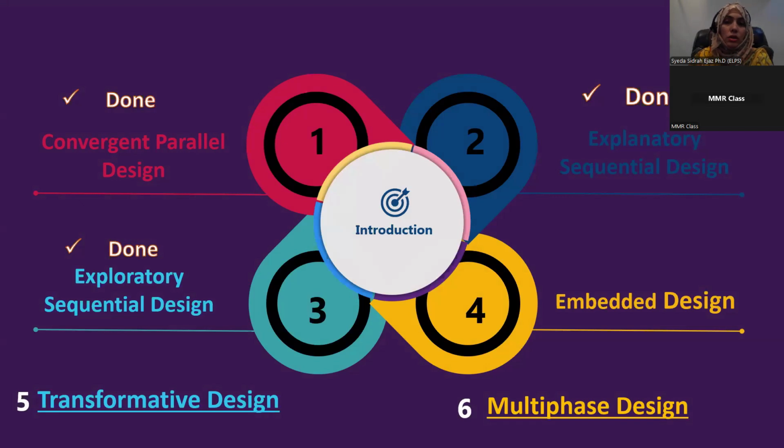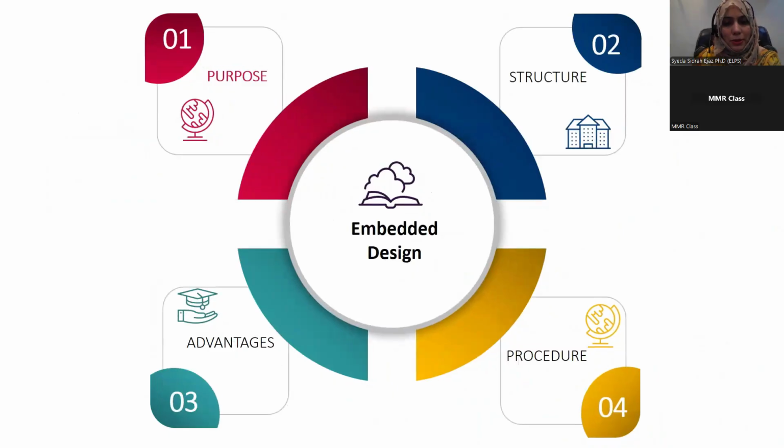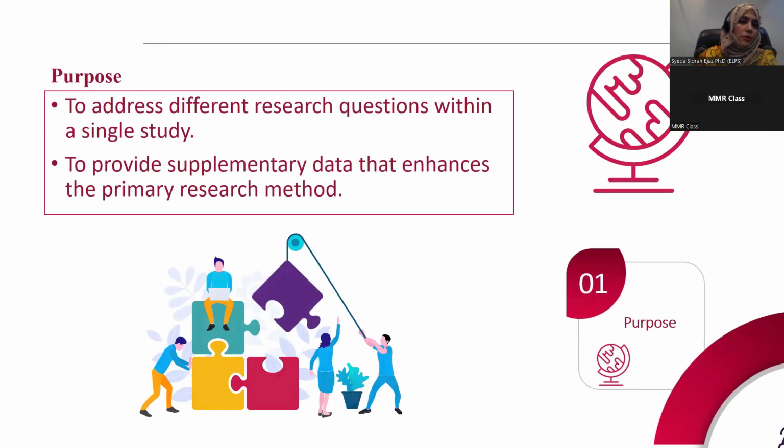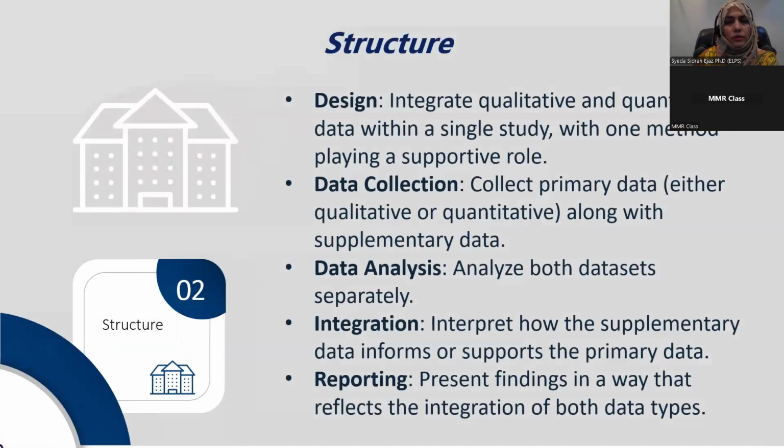Here we have done the three designs: the convergent parallel design, the explanatory sequential design, and the exploratory sequential design. Now here comes the embedded design. The purpose of the embedded design is to address different research questions within a single study. Second is to provide supplementary data that enhances the primary research method. Here we'll see the structure. Its design is to integrate qualitative and quantitative data within a single study, with one method playing a supportive role.